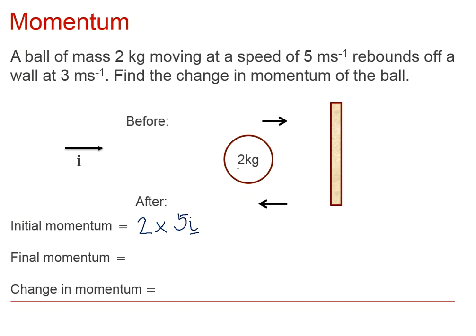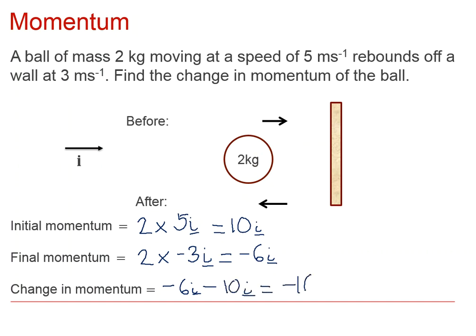And then the final momentum, when it's moving away from the wall, is mass 2 multiplied by the final velocity, which is minus 3i. So our initial momentum is 10i and our final momentum is minus 6i. That means the change in momentum, using the formula from the previous slide, is minus 6i minus 10i. So our total change in momentum is minus 16i.